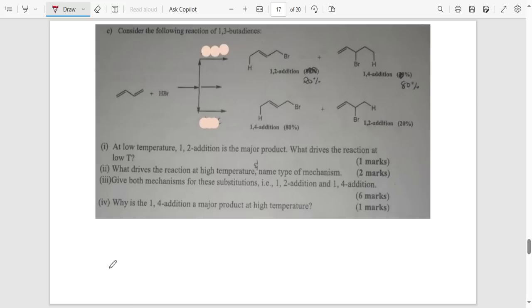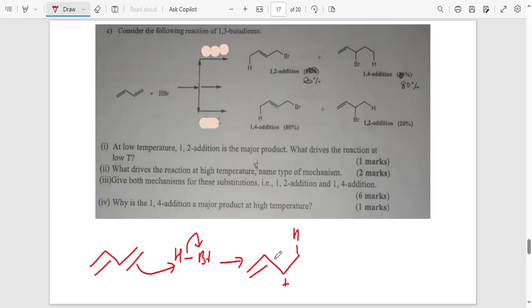Now look at this. We might not understand what that 1,2 means. So what that means is this. This is a compound that we have, just like from the previous one. We are going to grab a hydrogen. This bond will break off. We have a double bond here. The hydrogen is supposed to attach at the end so that we form a positive charge here, so that it can be stabilized by resonance.